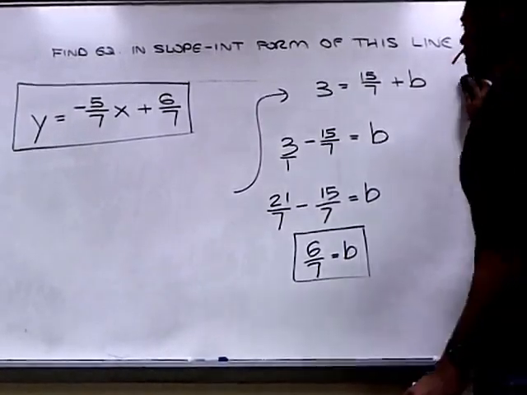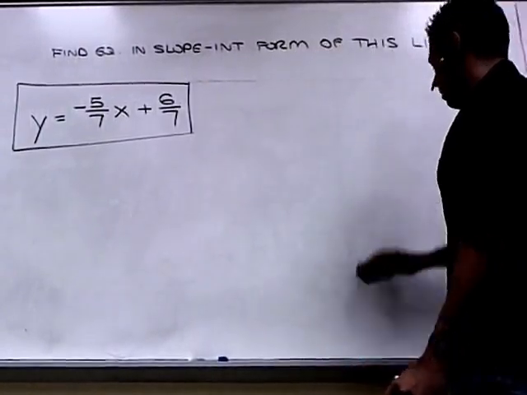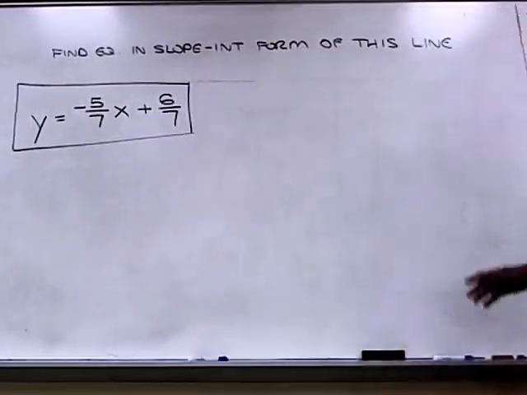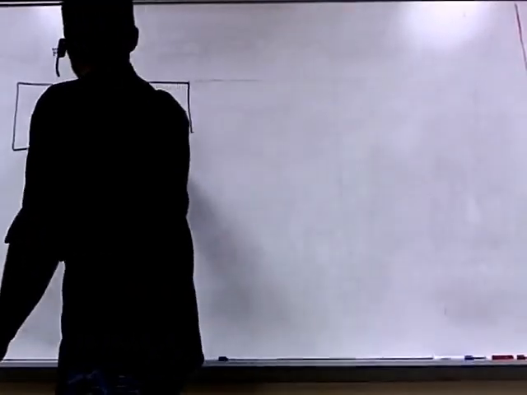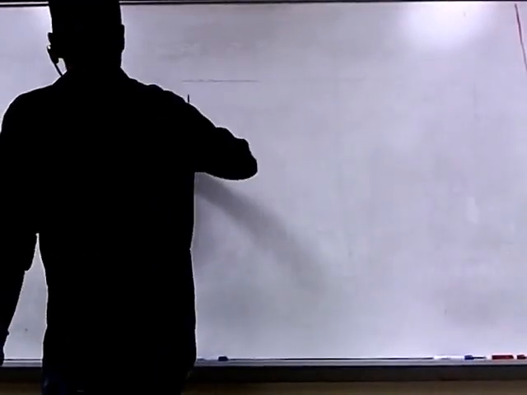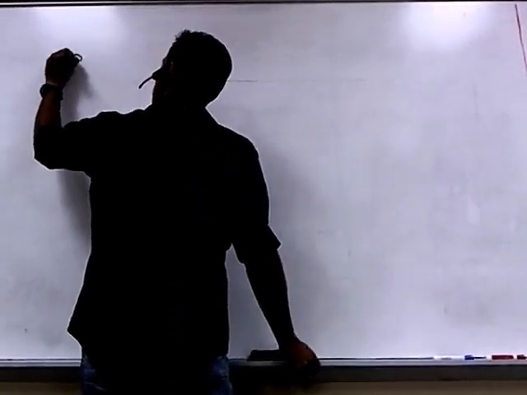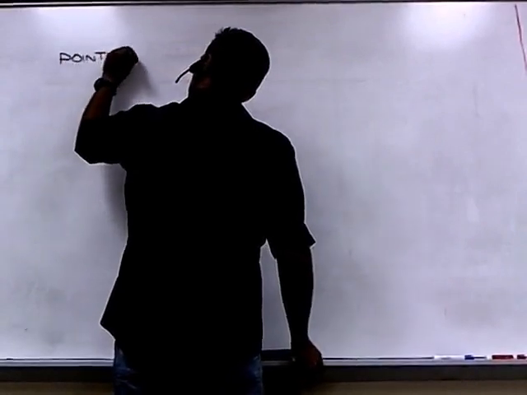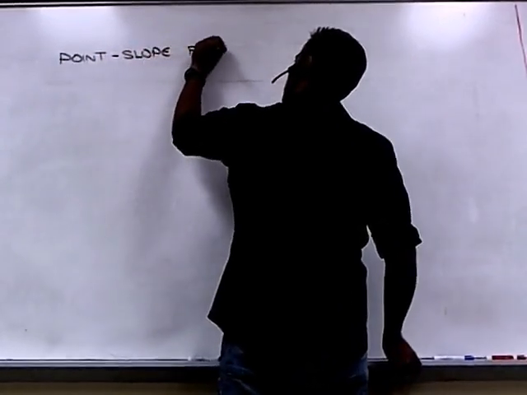Okay, now I said that there was another approach that we could use. So I'm going to stop this problem, and then we'll come back to it, and we're going to redo it. I want to share with you what's called the point slope formula.